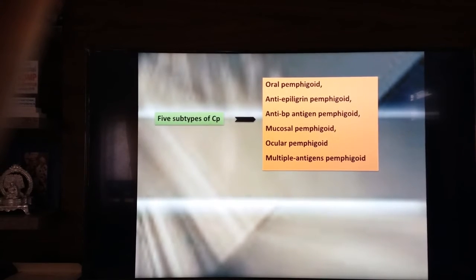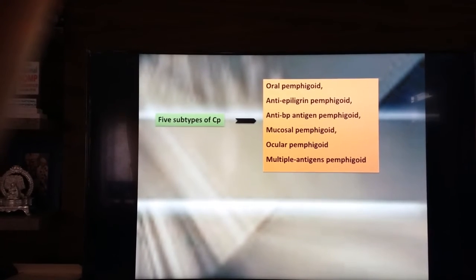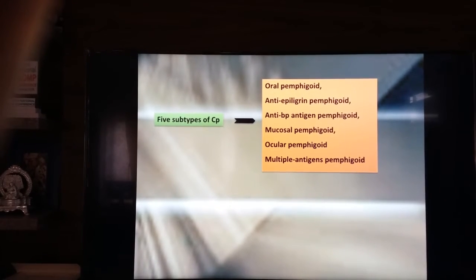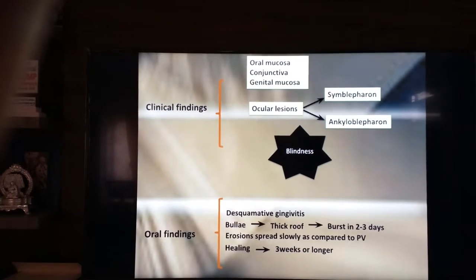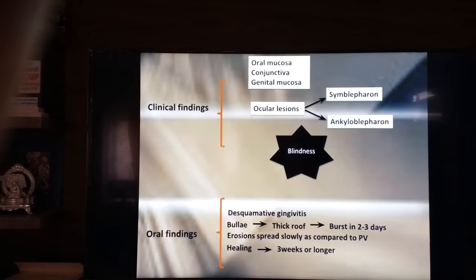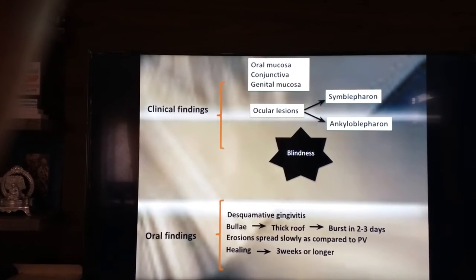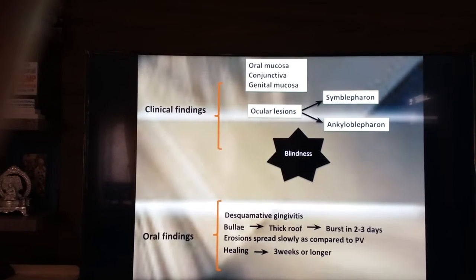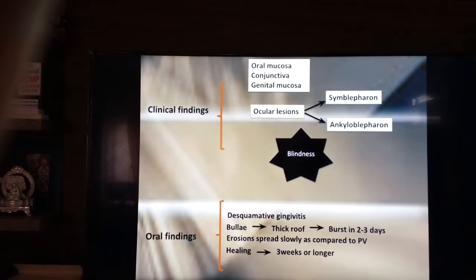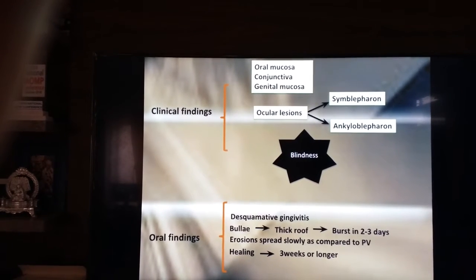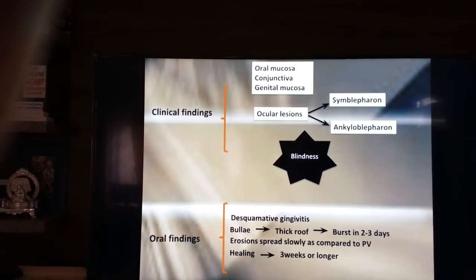There are 5 subtypes of cicatricial pemphigoid: oral pemphigoid, anti-epiligrin pemphigoid, anti-BP180 antigen pemphigoid, mucosal pemphigoid, ocular pemphigoid, and multi-antigen pemphigoid. Now, the situation, as I was telling you, could bring about lesions in the mucosa. It could be the oral mucosa, conjunctiva, genital mucosa, or even the eyes, which can be associated with such lesions and can bring about blindness also.